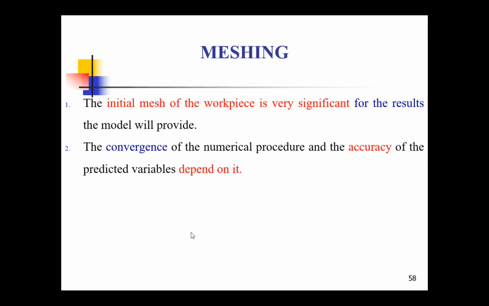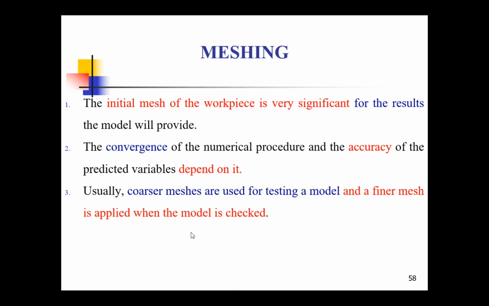So the convergence of the numerical procedure and the accuracy depend mainly on the mesh that we are going to have, and that obviously depends on the size of the element. So the mesh, we call it the element also. So the coarser mesh is used for testing a model. So I am going to initially test a model. The output I cannot rely upon. So if I want to test, then I will go with a coarser model. And a final model is required when I am going to check a model.